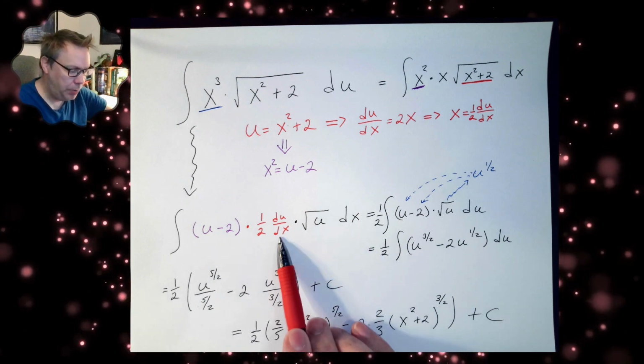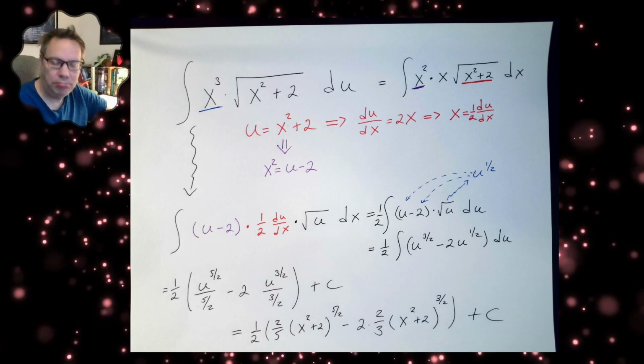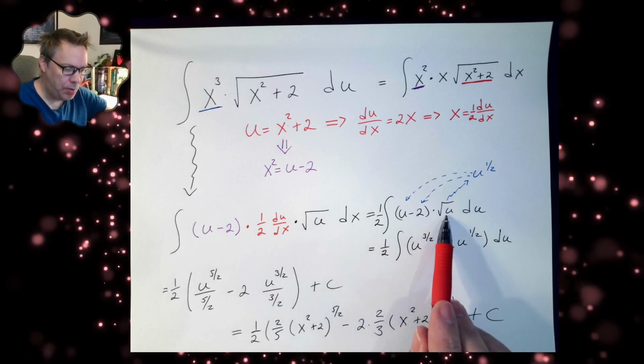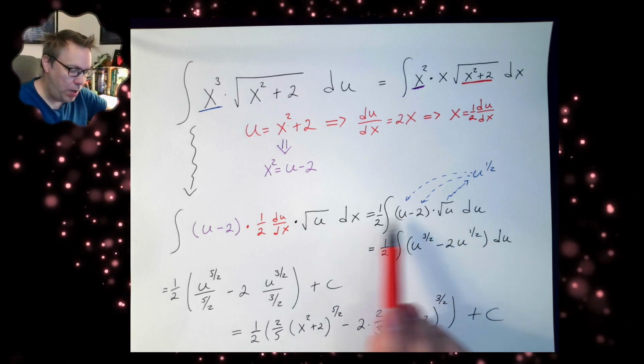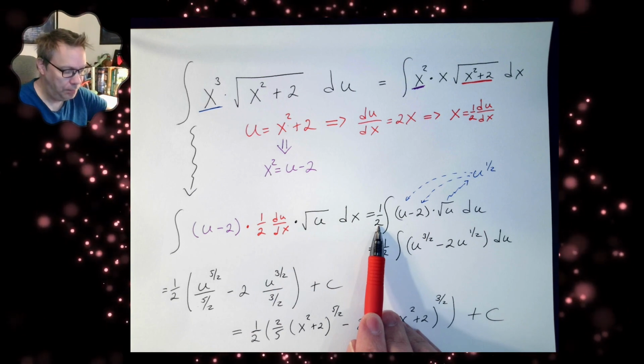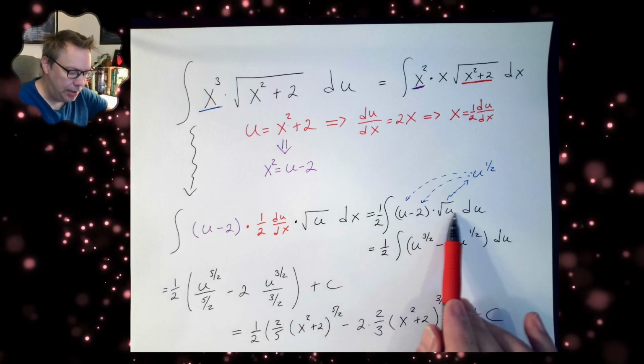Now at this stage, we can cancel the dx's, and we can write this as u minus 2 times the square root of u. Now the 1/2 that was here, I'm going to pull this out to the front. So how do I deal with this?